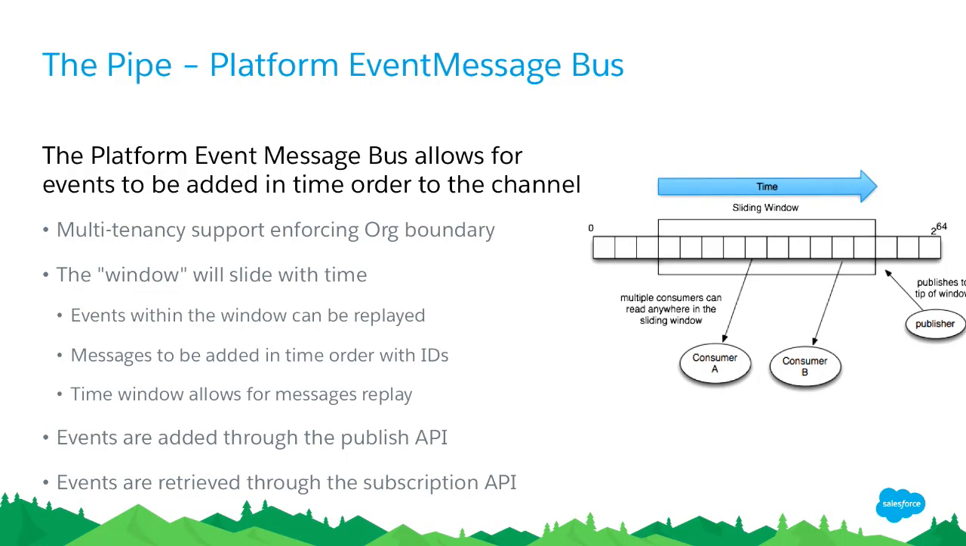Like I said, events are added through the Publish API. This can either be creating the event, just like you'd create a custom record through the bulk, REST, or SOAP API, or it can be through Apex EventBus.publish. Finally, they're received through the subscription API. Pretty straightforward: you send us an event, and we'll spit the event out to something that's listening to it.